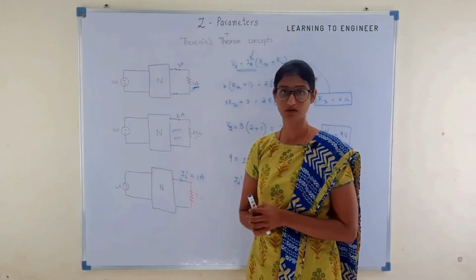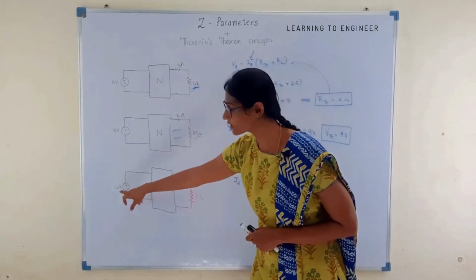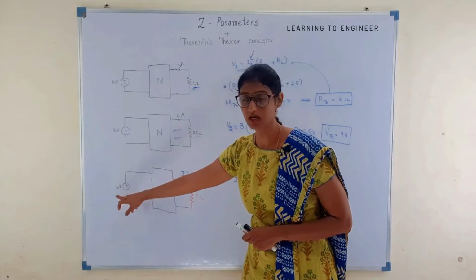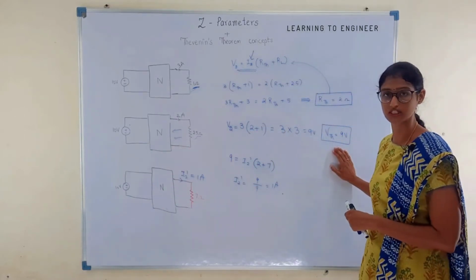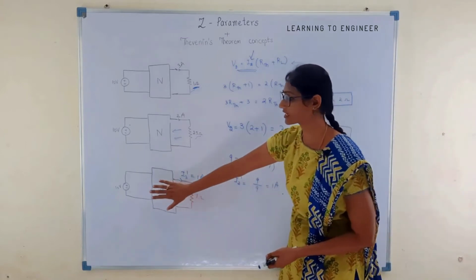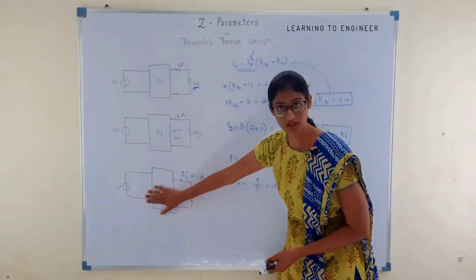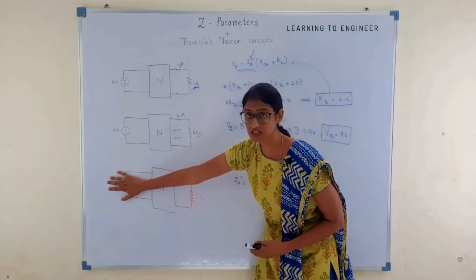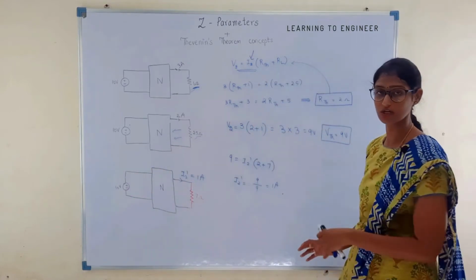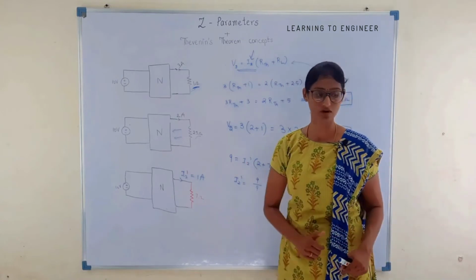The second part of the question has 6 volt as the input voltage source, and so what will happen? The value of VTH alone will change, because since we are not making any modifications over this network, the value of RTH won't change. Since we are changing the input source, the value of VTH alone will change. We will see that problem.